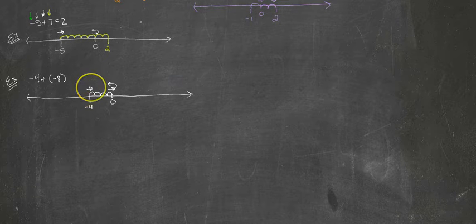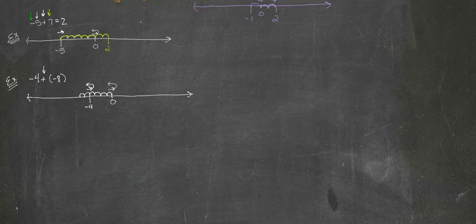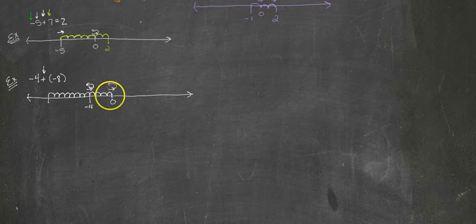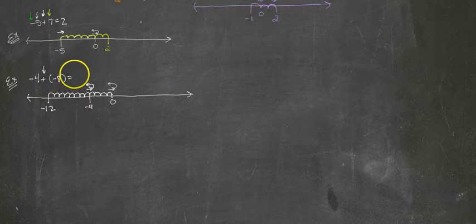I'm going the right direction. Plus says keep going the right direction, but minus says turn around again. 1, 2, 3, 4, 5, 6, 7, 8. Where am I? I'm at negative 4, 5, 6, 7, 8, 9, 10, 11, 12. I'm at negative 12, and so that's the answer.